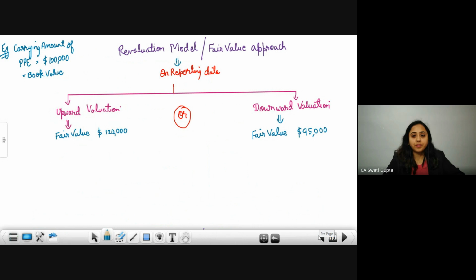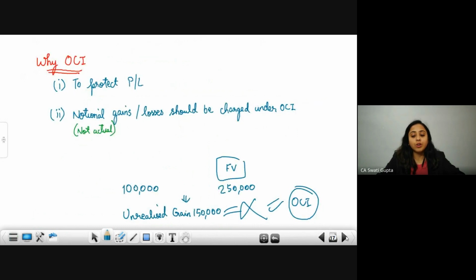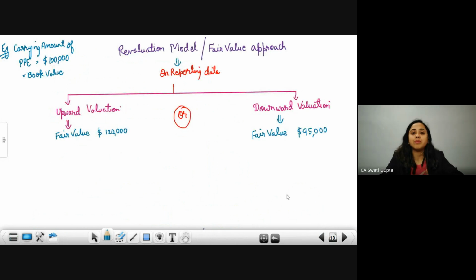Just for an example. For valuation purposes, when you're doing first time valuation, if you're going ahead with the revaluation model, the fair value approach, either the difference will be up value or down value. For example, your current asset is of $100,000. The book value or carrying amount is one and the same thing. What is carrying amount? What is book value? The value that has been recorded in the books of account against that item is known as book value, or you can say carrying amount.